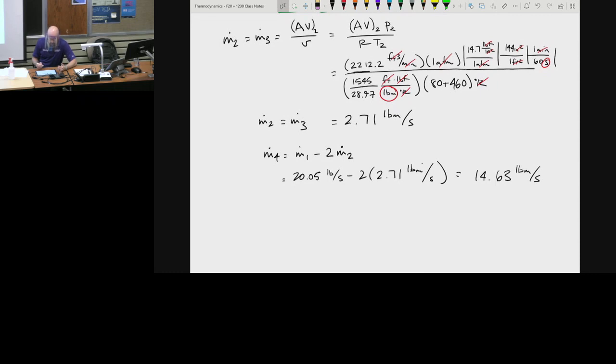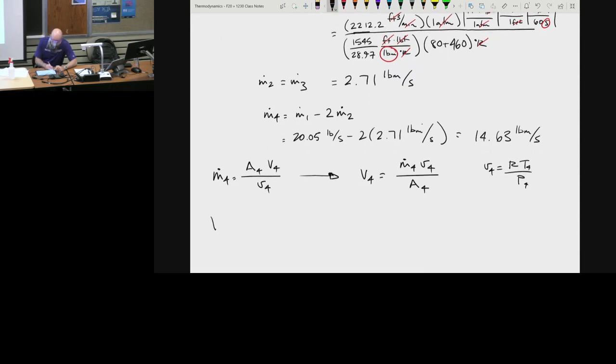However, we're not trying to find out what the mass flow rate is. We're trying to figure out what the velocity is. So remember that the mass flow rate at 4 is equal to the area at 4 times the velocity at 4 all over the specific volume at 4. So that's going to lead us to the velocity at 4 being equal to the mass flow rate at 4 times the specific volume at 4 divided by the area at 4. And we're going to use that the specific volume at 4 is equal to RT all over P. And so we can plug that in, and we're going to get that the velocity at 4 is equal to the mass flow rate at 4 times R times T divided by the area at 4 times the pressure at 4.